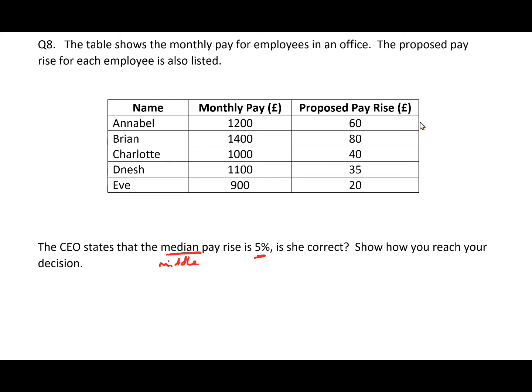So the first thing we need to do is work out the percentage pay rise. And to do that, we take the pay rise, divide it by the original amount, and times it by 100 to turn it into a percentage. So for Annabelle, 60 divided by the 1,200 that she's paid, and then multiply it by 100, gives us exactly 5%. So now let's do the rest of the people.